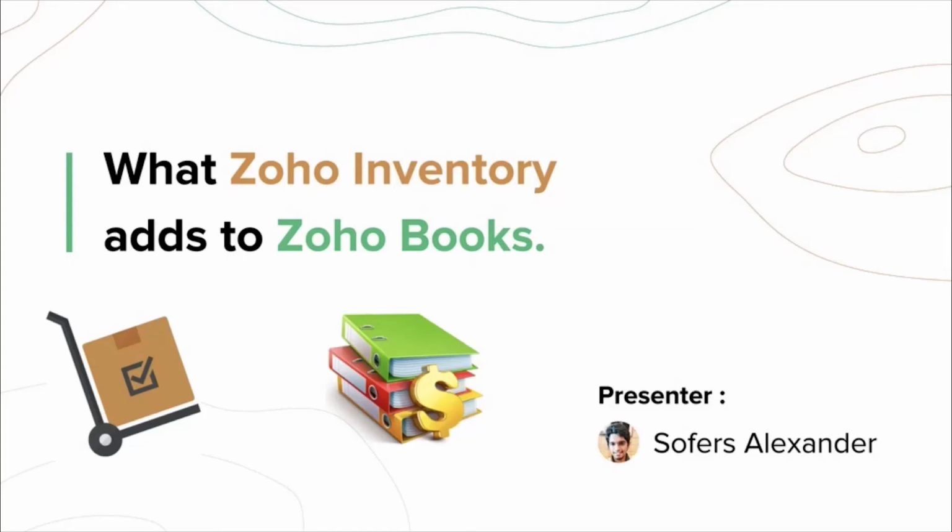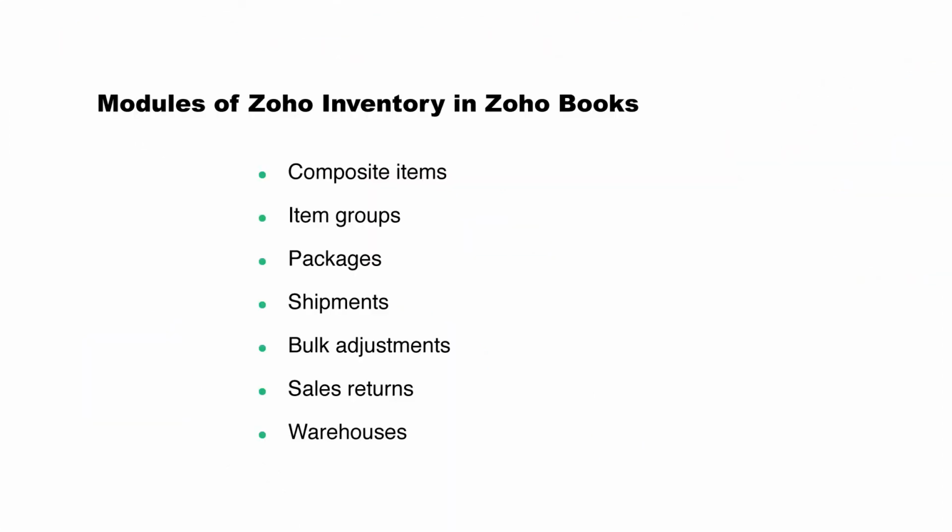My name is Sofers and today I'm going to walk you through the topic of what Zoho Inventory adds on to Zoho Books. Although the current Zoho Books inventory management features let you keep track of your stock levels, set preferred vendors, set reorder points and adjust inventory, with the Zoho Inventory add-on enabled, you can do much more.